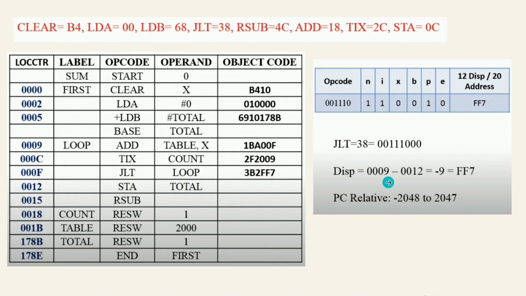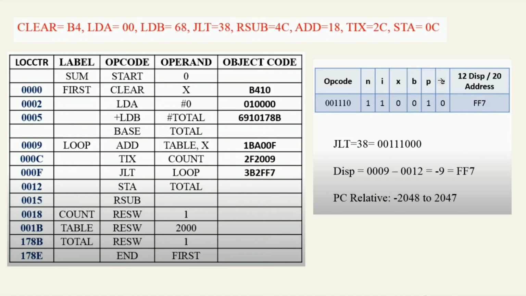Take the first 6 bits. Opcode is 001110, right? This is the opcode. NIXBPE, and this is displacement. It occupies 12 bits. Okay, addressing mode: it is not using indexed addressing mode. It is not using base counter. It uses program counter, and this is not a format 4 instruction.